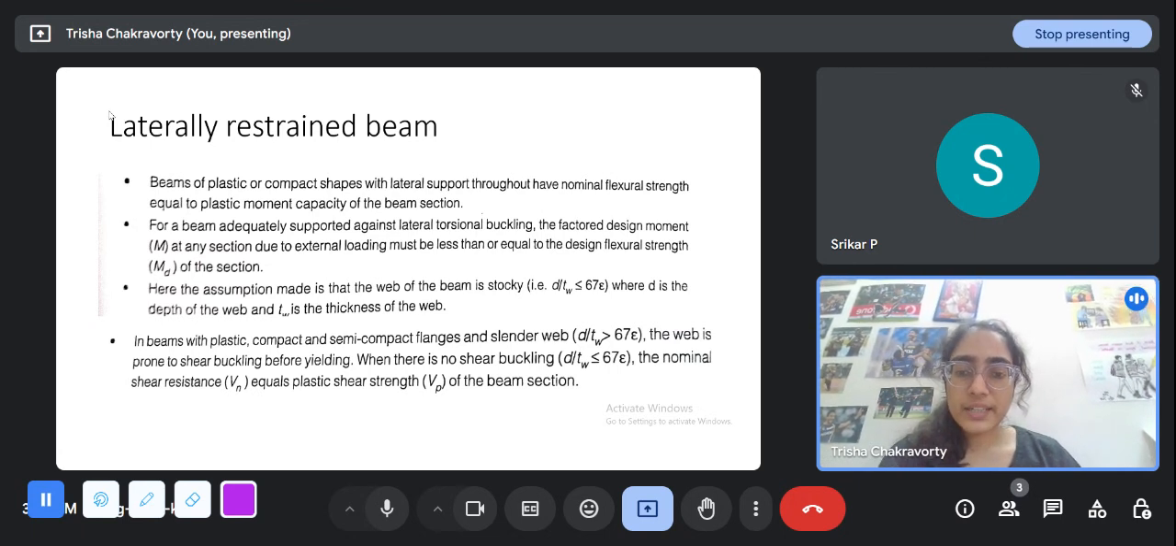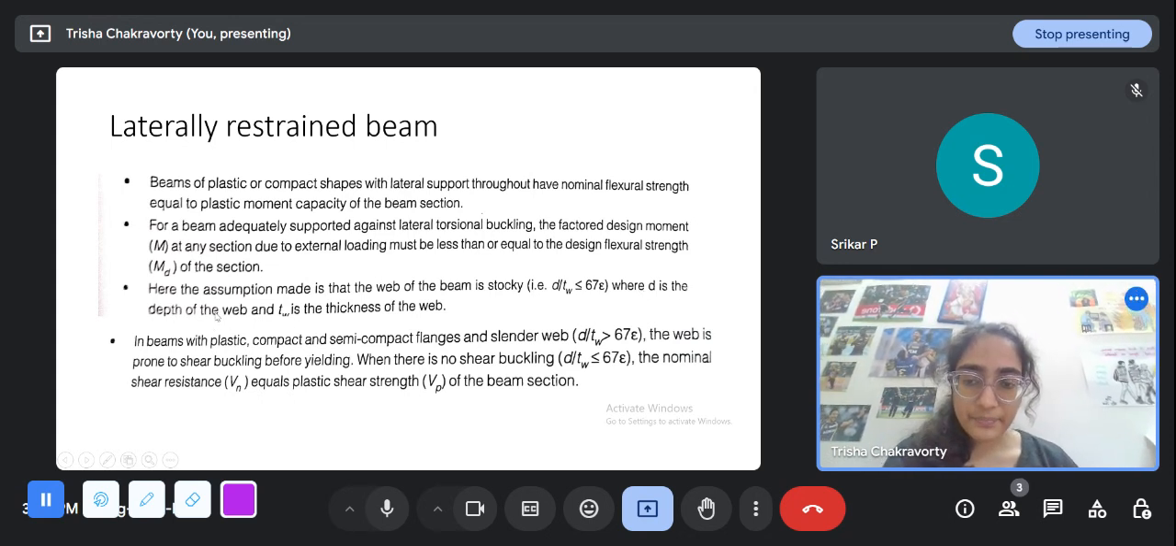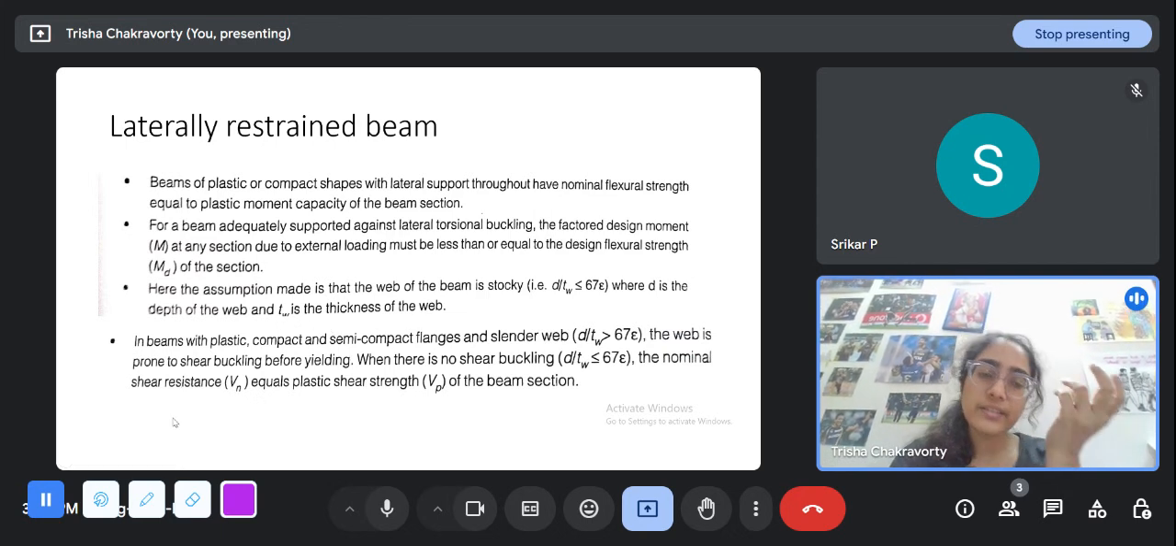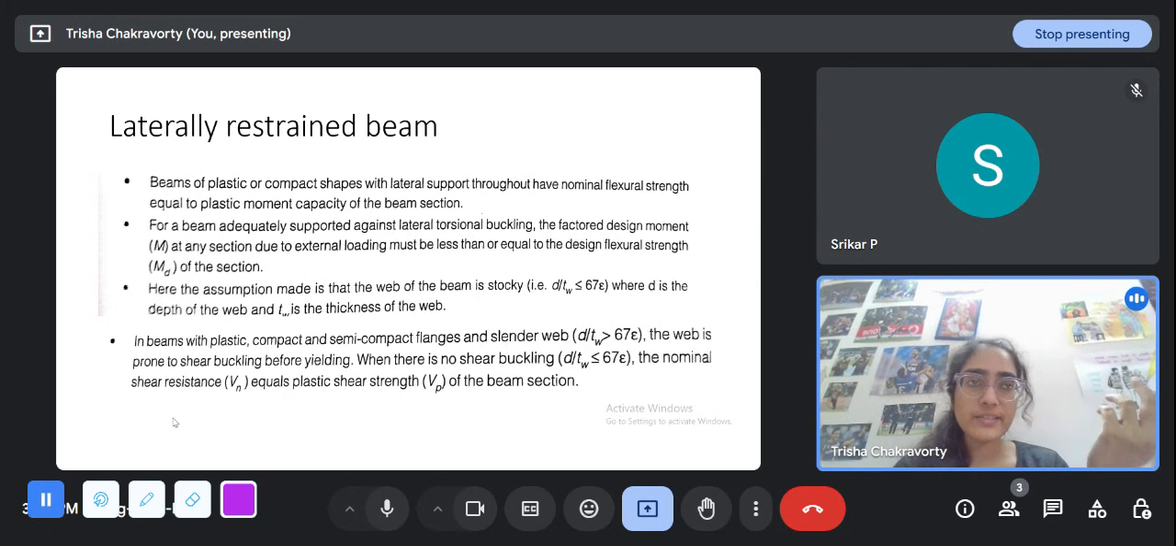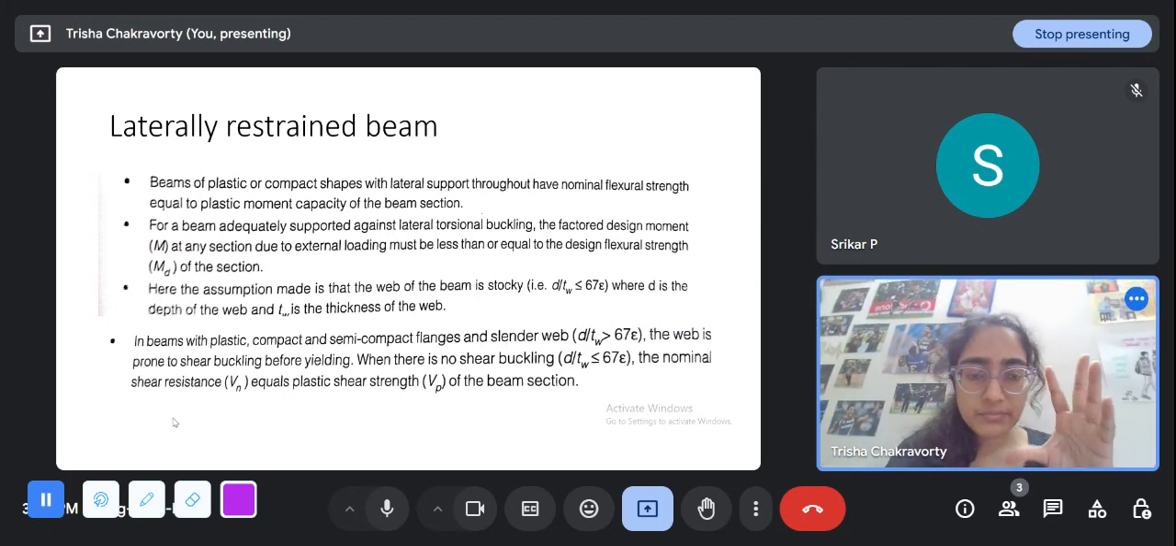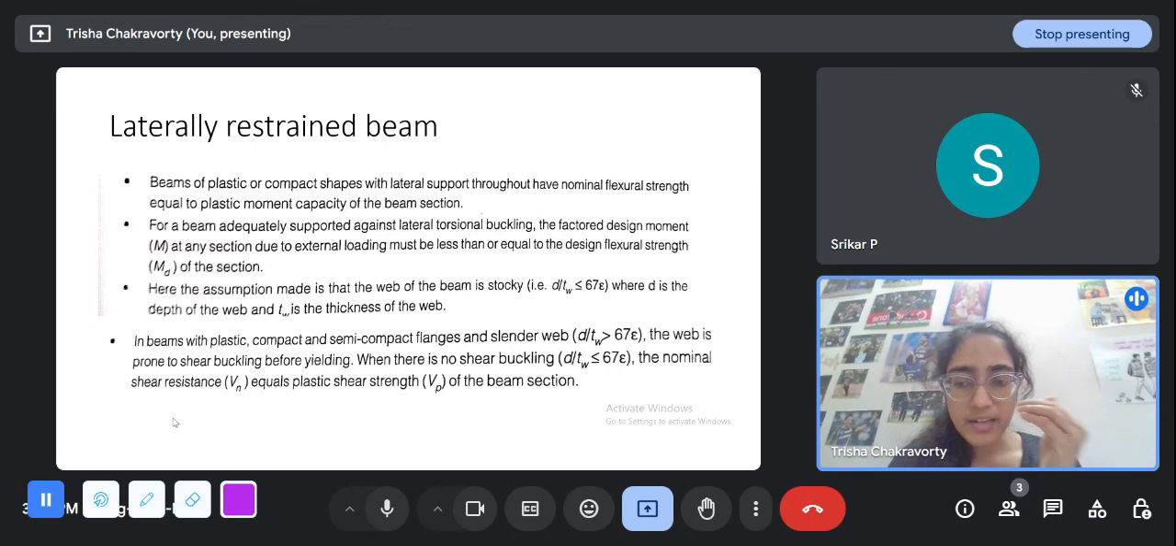Here, the assumption made is that the web of the beam is stocky, that there is one criterion that d by tw is less than or equal to 67 epsilon, where d is the depth of the web and tw is the thickness of the web. So this is basically a kind of slenderness ratio for the web, not exactly the slenderness ratio, but a kind of that. So the depth divided by the thickness has an upper limit.